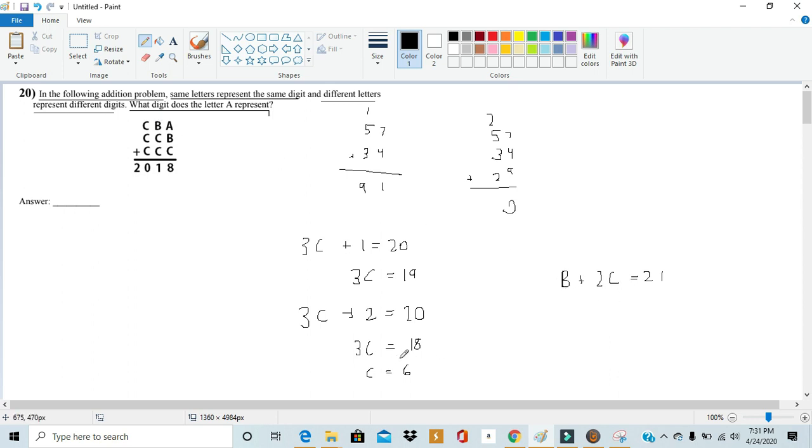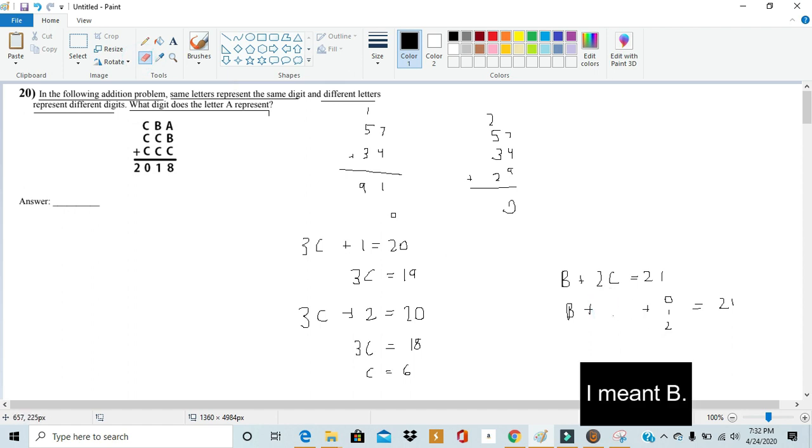Well, we already know what C is, so we can plug it in. So we get that B plus 2C plus whatever gets carried over, which could be 0, 1, or 2 in this case, is equal to 21. I'm going to replace this 2C with 12 because C is equal to 6. And then if we do that, we can see how many values B could possibly be.